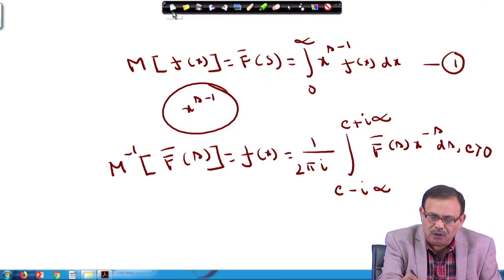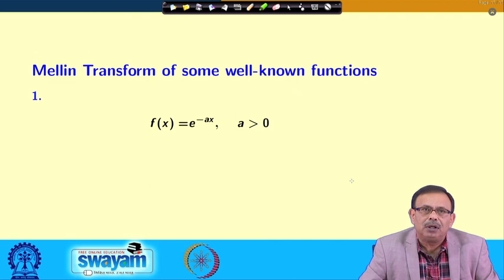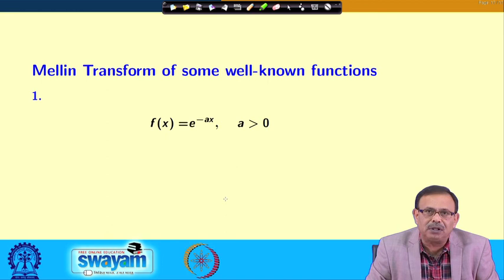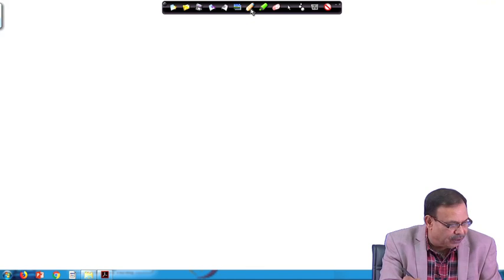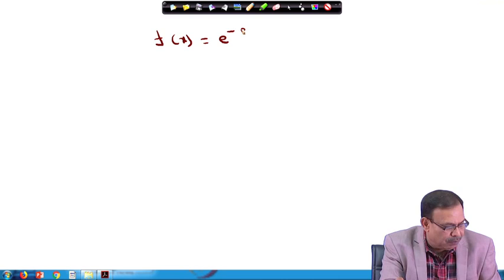So, this I have already told. Now, let us see one example: Mellin transform of some well known functions. The first one is f(x) equals e to the power minus ax, where a is greater than 0. So, your function is f(x) equals e to the power minus ax, where it is given that a is greater than 0.